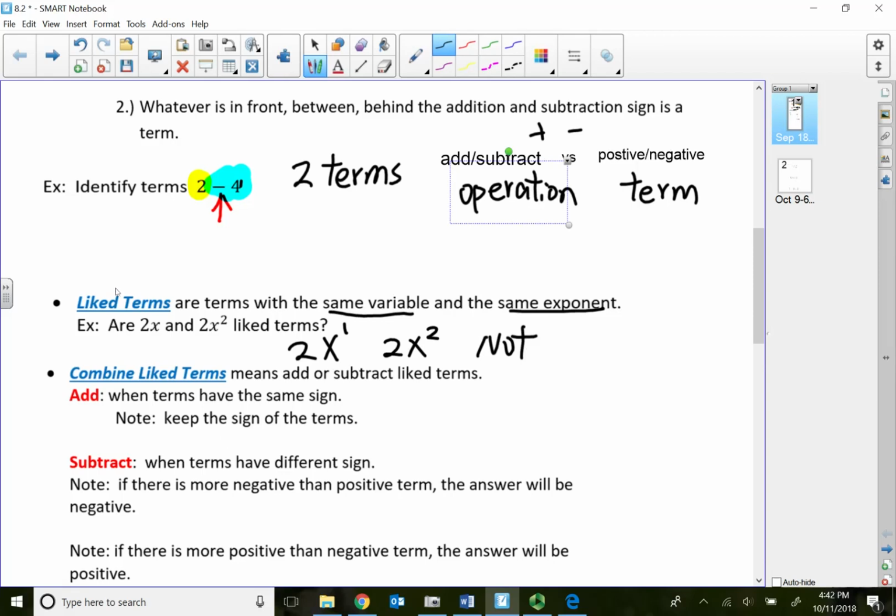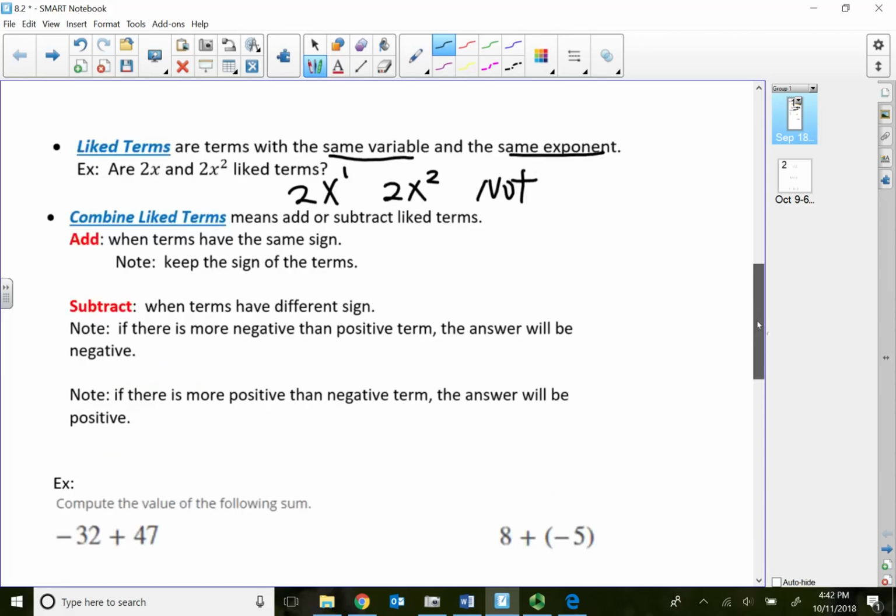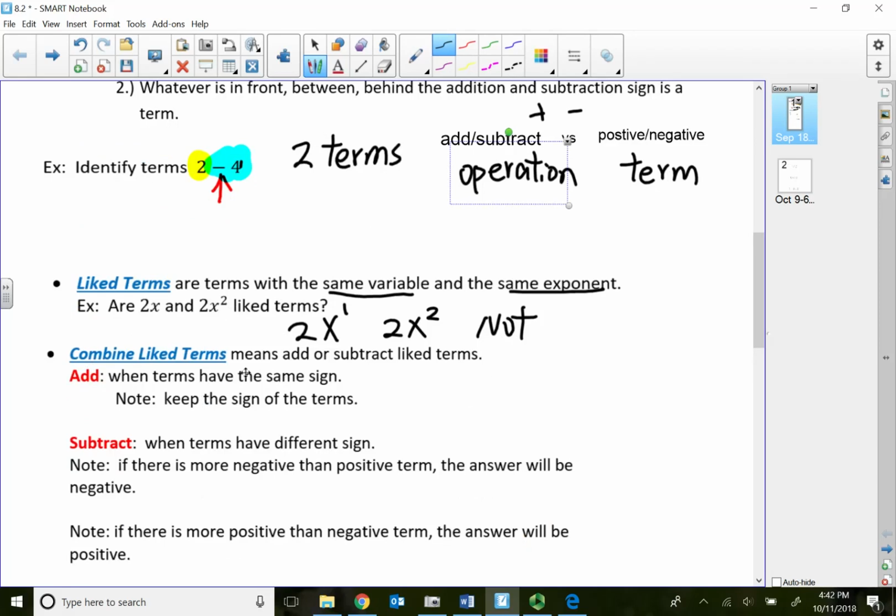We care about like terms because only like terms can be combined. Combine like terms means add or subtract terms with the same variable and the same exponents. So in future lecture videos, I use this phrase a lot, combine like terms. That means we are adding or subtracting. There are many different ways to learn how to add and subtract with negatives.